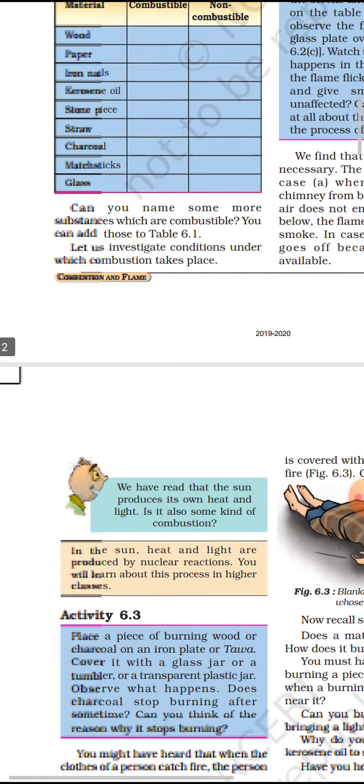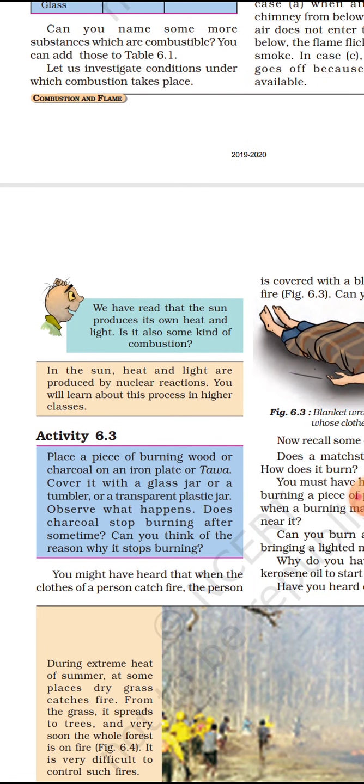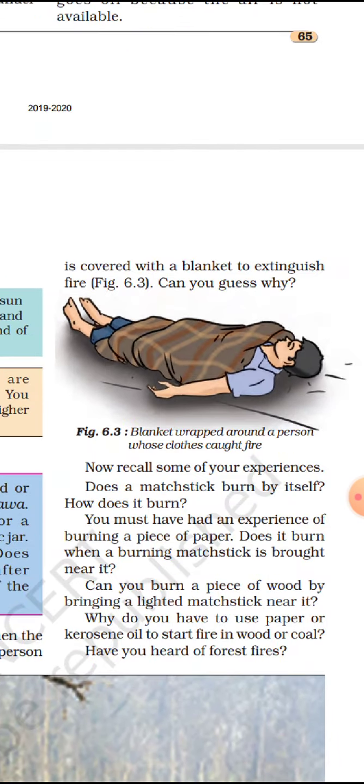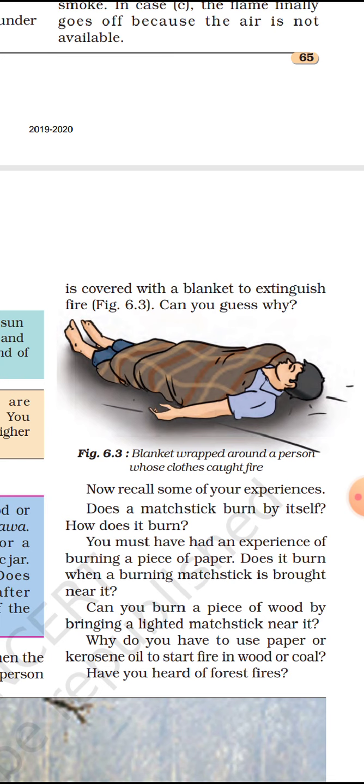Okay, students. Next, see activity 6.3. Place a piece of burning wood or charcoal on an iron plate or a tawa. Then cover it with a glass jar or a tumbler. What happens? Does the charcoal stop burning after some time? Can you think of the reason why it stops burning when covered with a glass jar? You might have heard that when the clothes of a person catch fire, the person is covered with a blanket. See, this picture is given. This person is covered with a blanket. Can you guess why?